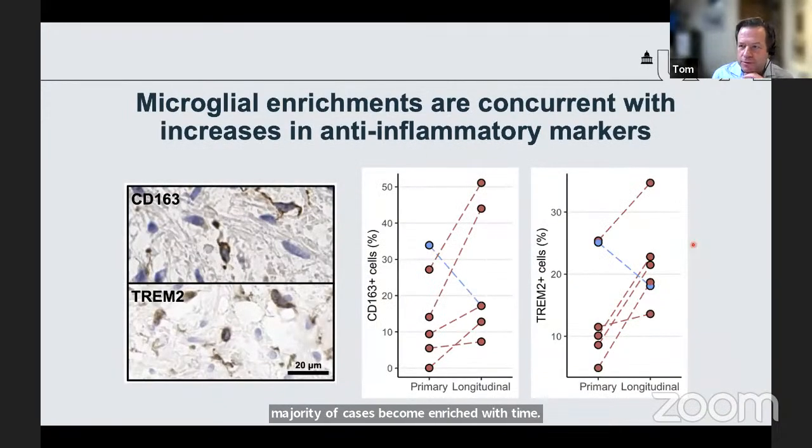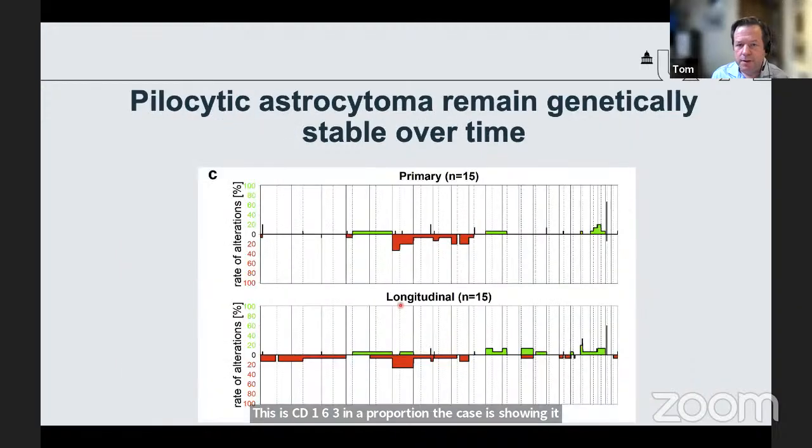Nothing gets neuropathologists more anxious than the issue of subtyping microglia, and I'm not going to get into this massively, but what we've got is some data showing that these have a more anti-inflammatory phenotype, the M2 phenotype. This is a CD163, and a proportion of the cases showing it accounts for part of the enrichment, and TREM2 as another M2 marker. So there are a few caveats around that just to show.